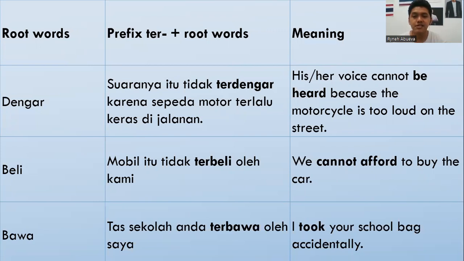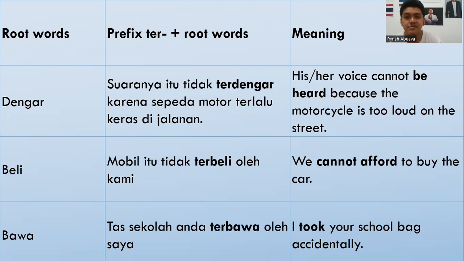Mobil itu tidak terbeli oleh kami, meaning we cannot afford to buy the car. Bawa. Bawa means to take. It's different with the word bawa with the H because bawa means to lower down. So you're going to add prefix ter plus bawa, it becomes a passive form, to be taken or brought. Tas Anda terbawa oleh saya. I took your school bag accidentally.